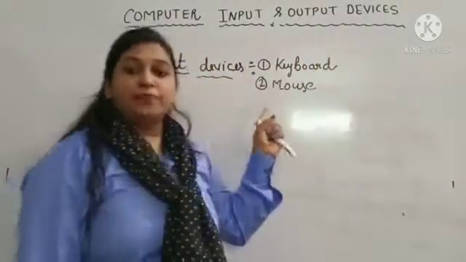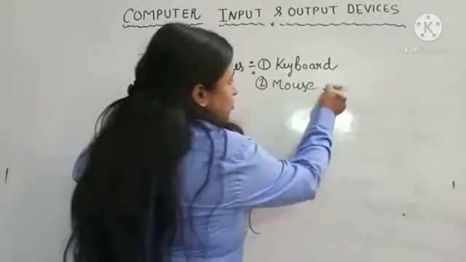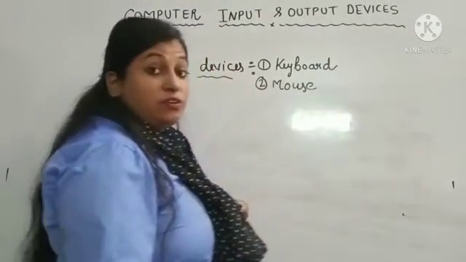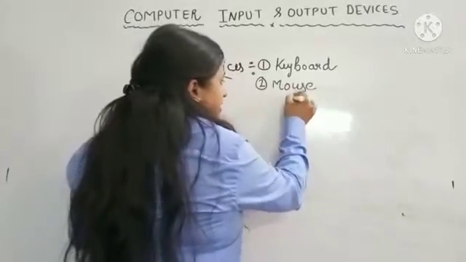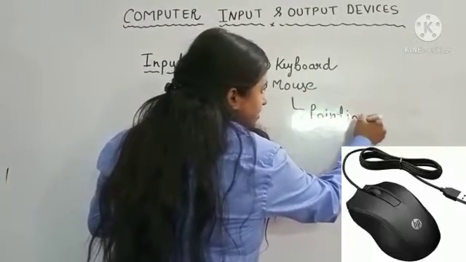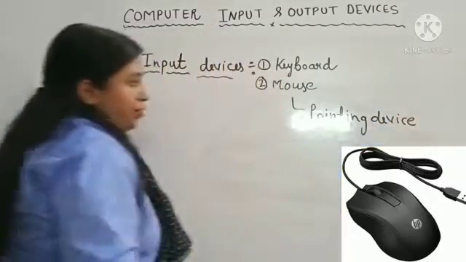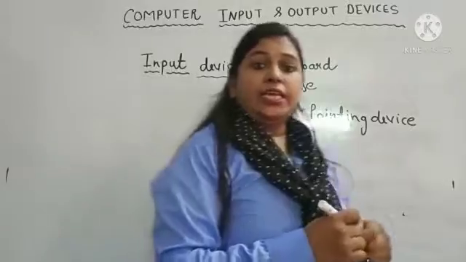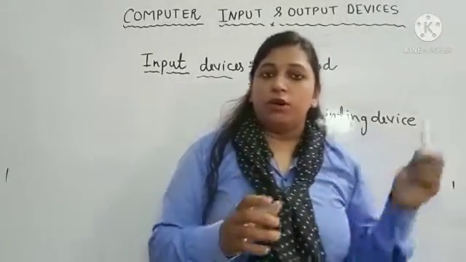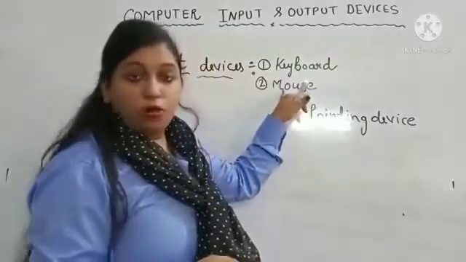The second input device is the mouse. Everyone knows what the use of a mouse is. The mouse is a pointing device, right? Basically, if you want to point at something on a computer, then you will use the mouse.